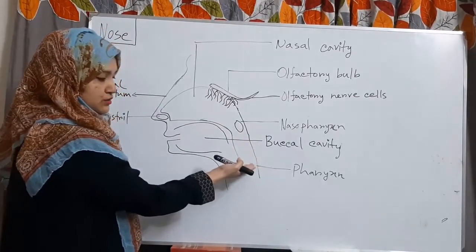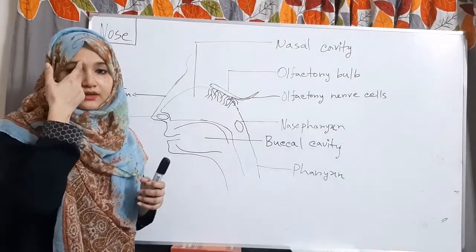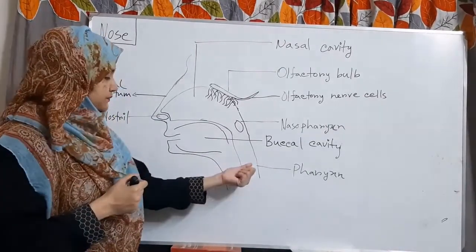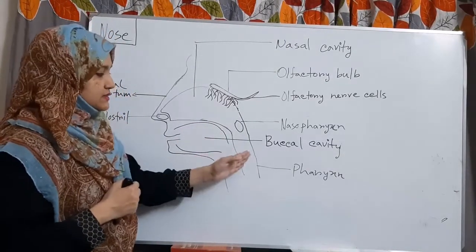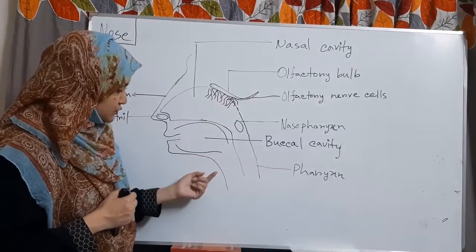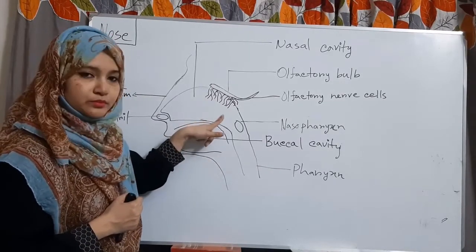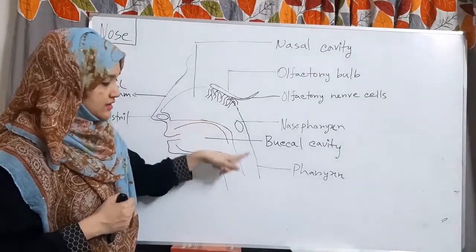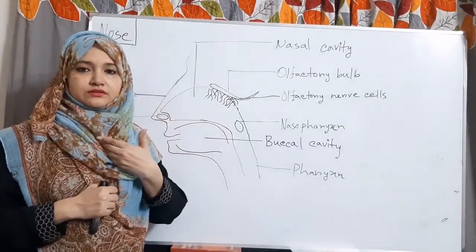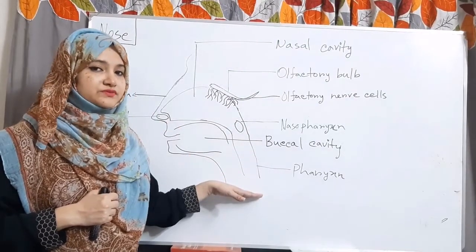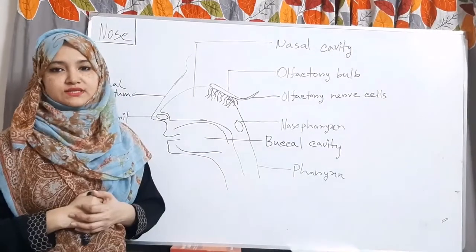What is the pharynx? The pharynx is a hollow tube beside the neck. It starts from the nasal cavity and ends at the top of the trachea. The trachea is a very important part of our respiratory system.